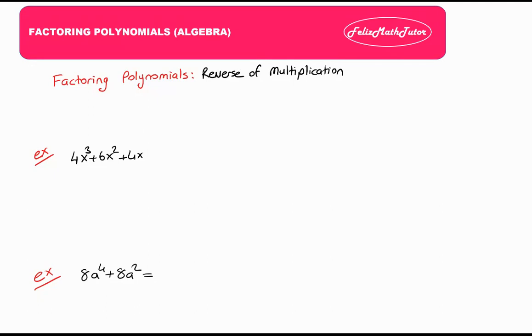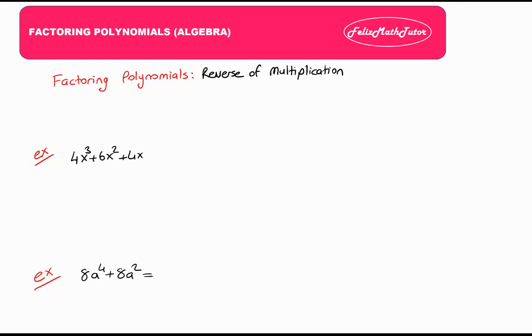Today I'm going to talk about factoring polynomials. Okay, what is factoring a polynomial? Actually, it's the reverse of multiplication. So how can we reverse multiplication? Let's say we have a polynomial like in this example: 4x cubed plus 6x squared plus 4x.